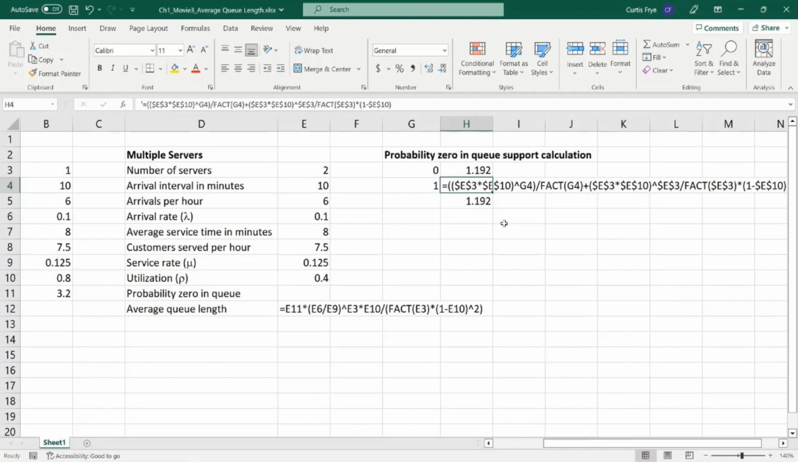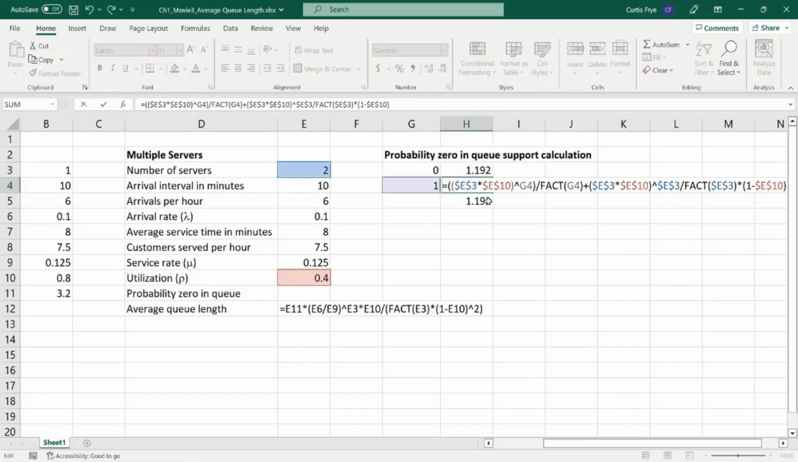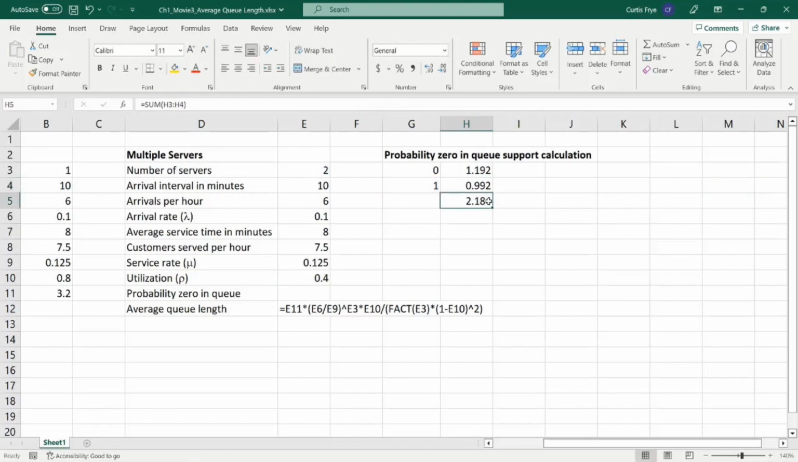Now I'll do the same thing in H4. The only difference between those two calculations is that in this formula, I am raising the first term to the power of the value in G4, and I'm also taking the factorial of the value in G4. When I was looking at the support calculation in H3, I was using the value in G3. So I'll go back to H4 and remove the single quote and enter, and there is my completed support calculation.